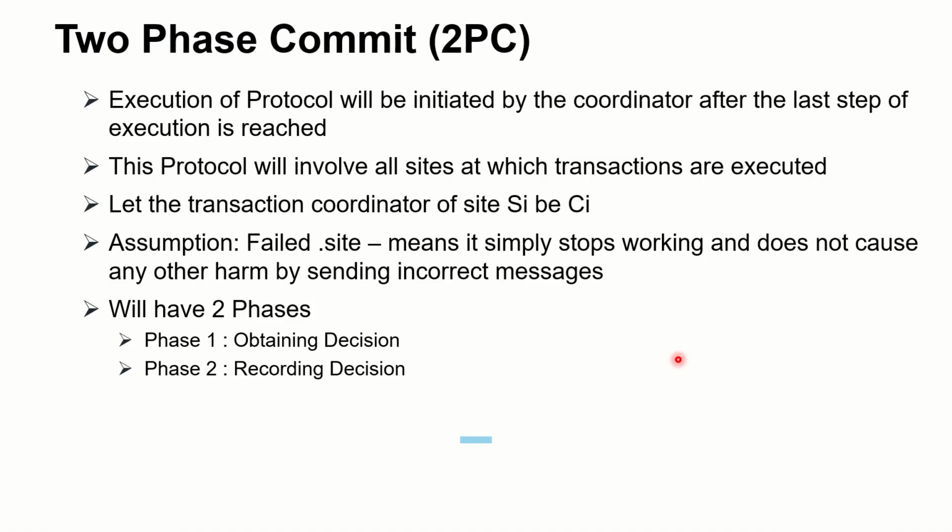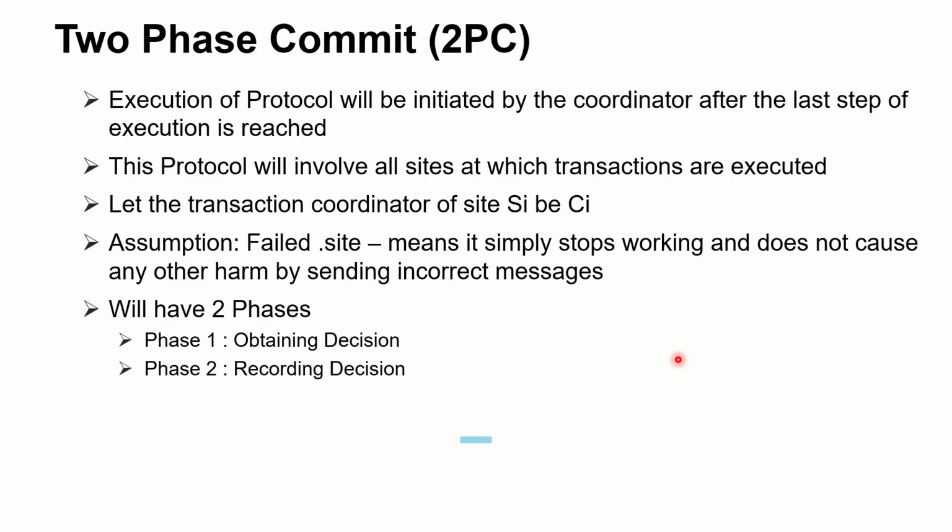So what is two-phase commit? The execution of the protocol will be initiated by the transaction coordinator, for verifying whether the transaction has been completed at each site or not, or can be committed or not. First point: execution of the protocol will be initiated by the coordinator after the last step of execution is reached. The protocol will involve all sites at which the transaction is executed. Let the transaction coordinator of site Si be Ci.